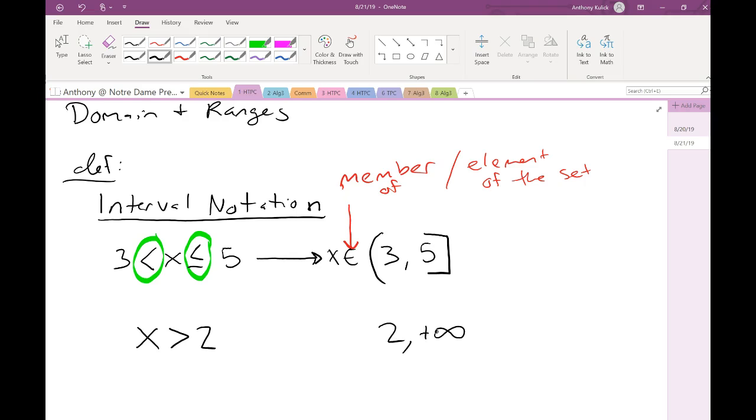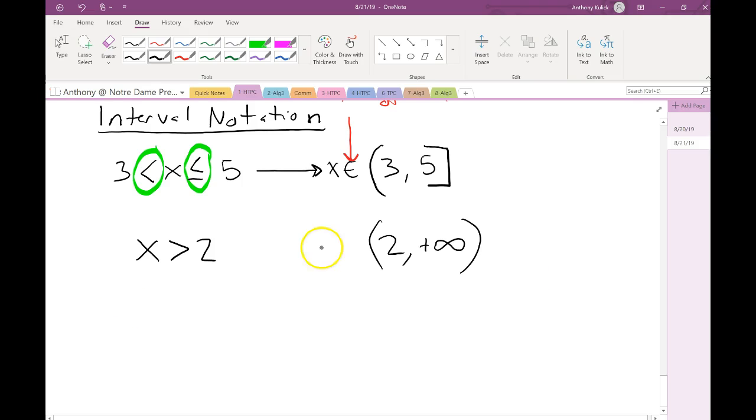Should the 2 be included? Should I use a bracket or parenthesis here? Parenthesis. And is infinity an actual value that x can equal? No. So should it get a bracket or parenthesis? Parenthesis, because that's never included in our set. We can't have a set with an infinity in it. Good. Let's do one. Oh, and then again, probably do x as a member of, since we talked about x's here.